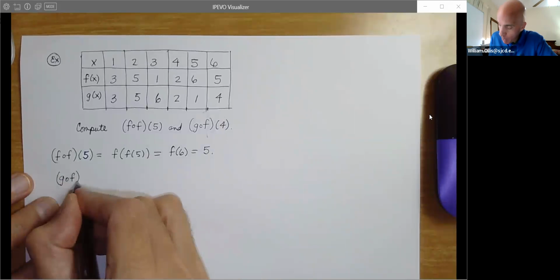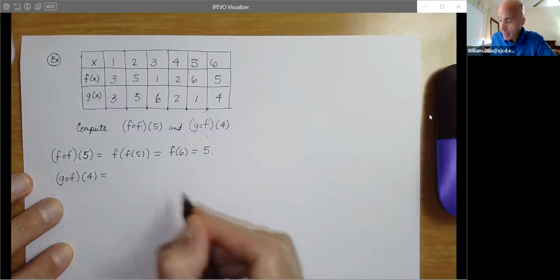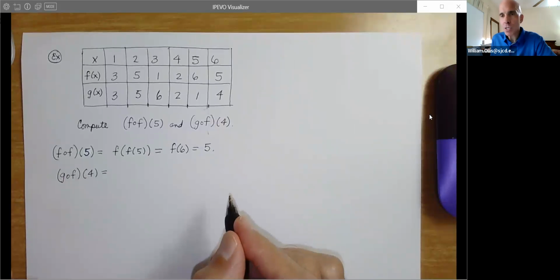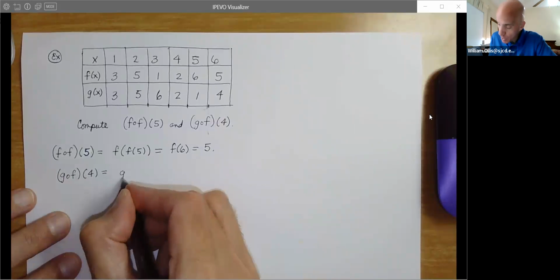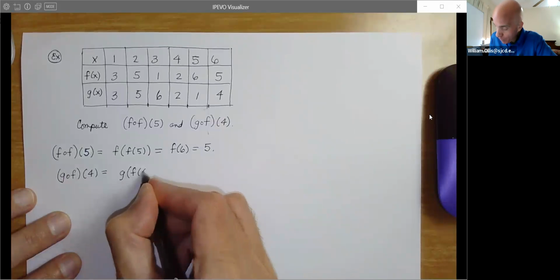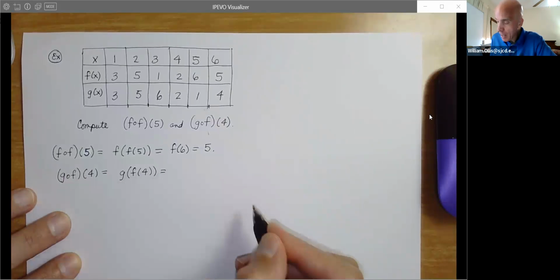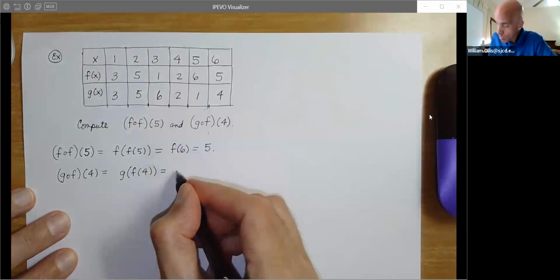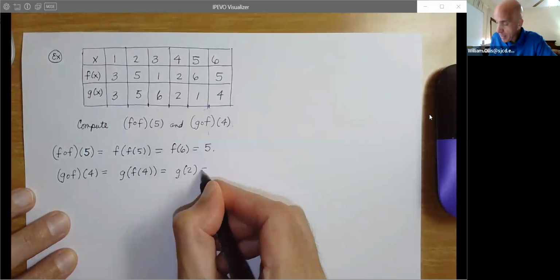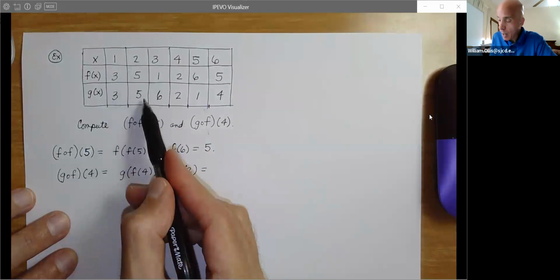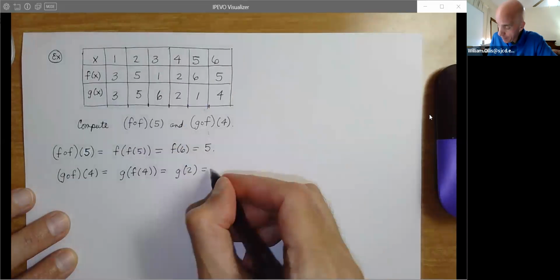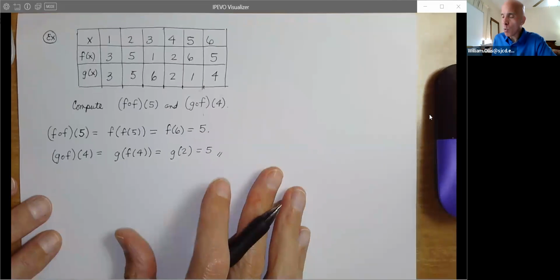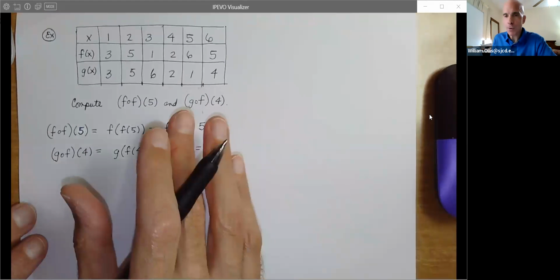So g circle f of 4. Again, these are good just to test yourself on the application of the definition of composition. So this is g of f of 4. So now we go up to the table, f of 4 is 2. So we have g of 2. And now we go to the table, we have a 2, g of 2 is 5. Now, again, these are very simple, but I don't want you to get a stumbling block over these.